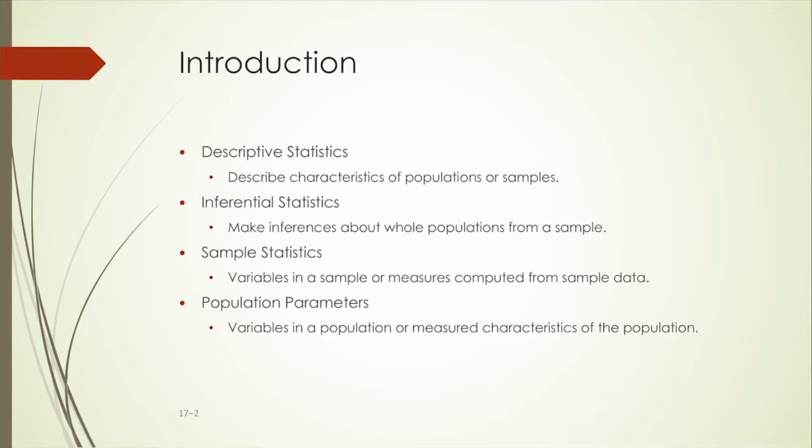Sample statistics are variables in a sample or measures computed from sample data. And then population parameters are variables in a population or measured characteristics of the population. So we're looking at characteristics of the population. Are they male, female, different colors, ages, and so forth.